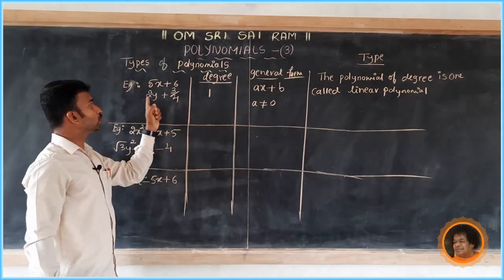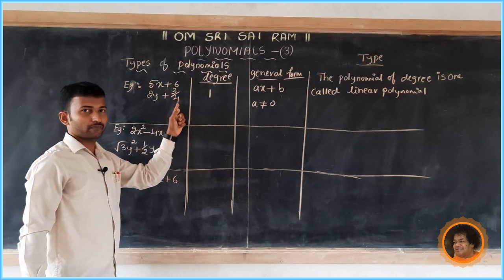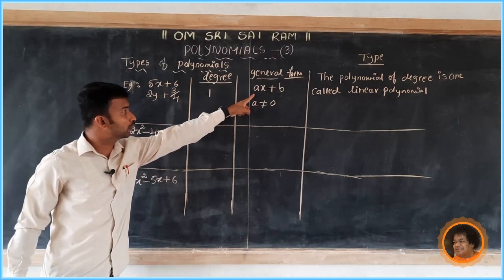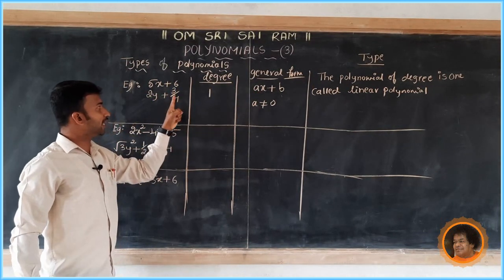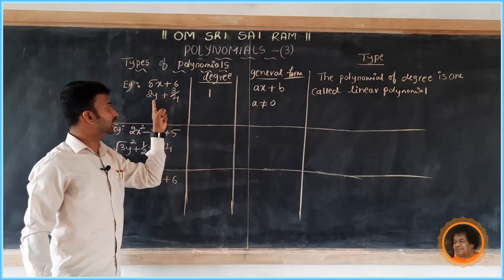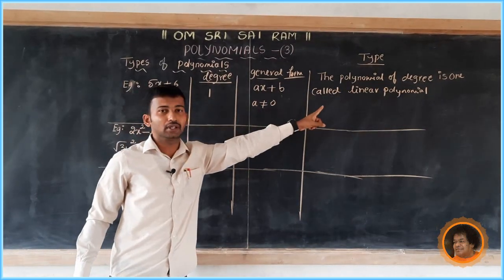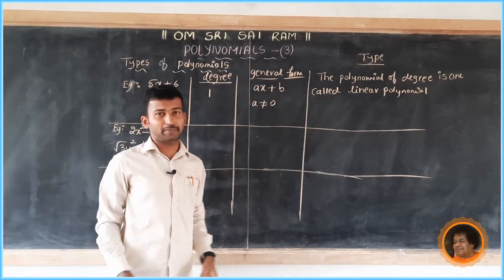Second example, 2y plus 3 by 4. Compare with the general form ax plus b, a equal to 2 and b is equal to 3 by 4, and the variable is y. This is also an example for linear polynomial.